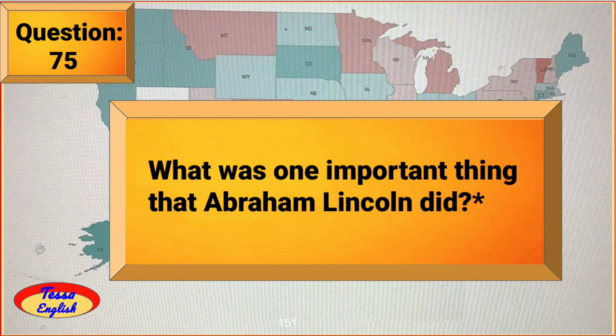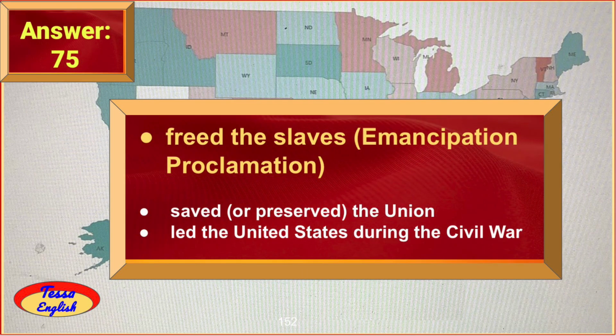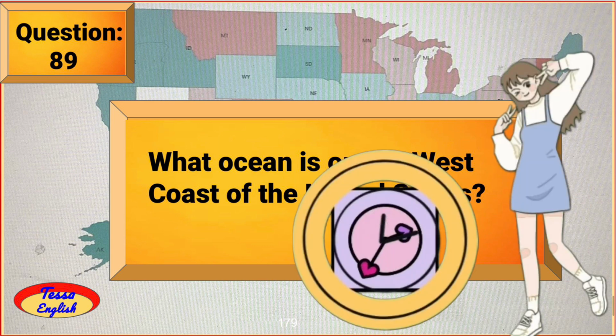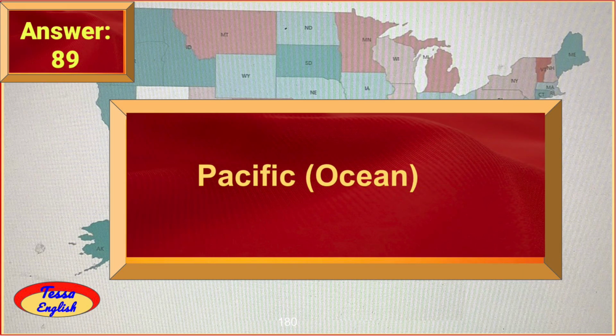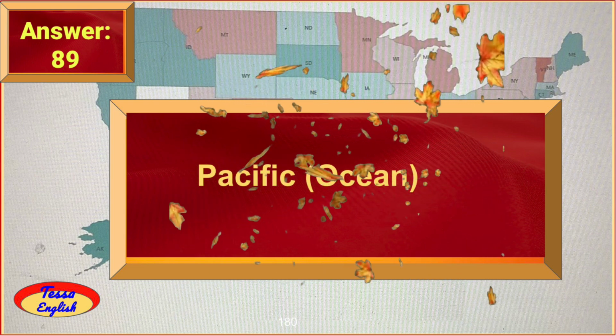What was one important thing that Abraham Lincoln did? Freed the slaves, Emancipation Proclamation. What ocean is on the west coast of the United States? Pacific Ocean.